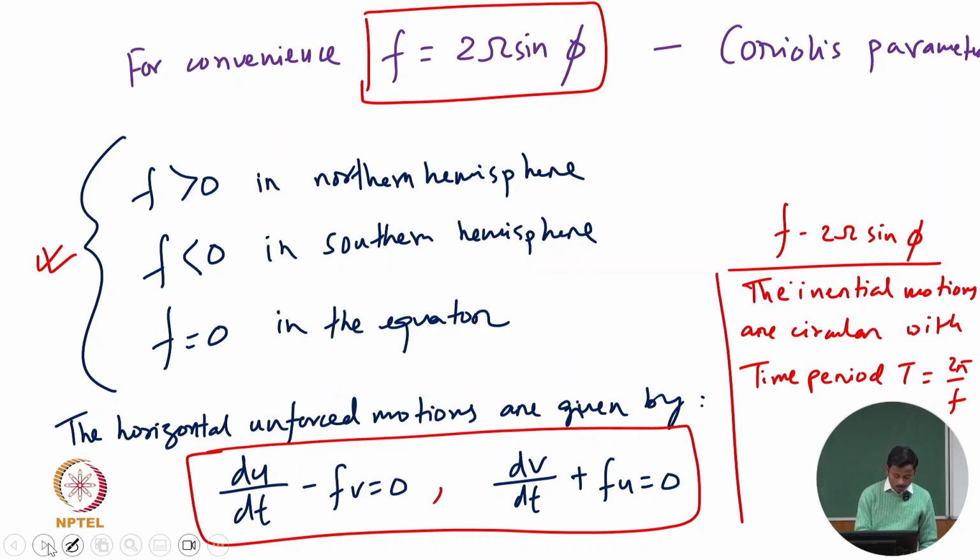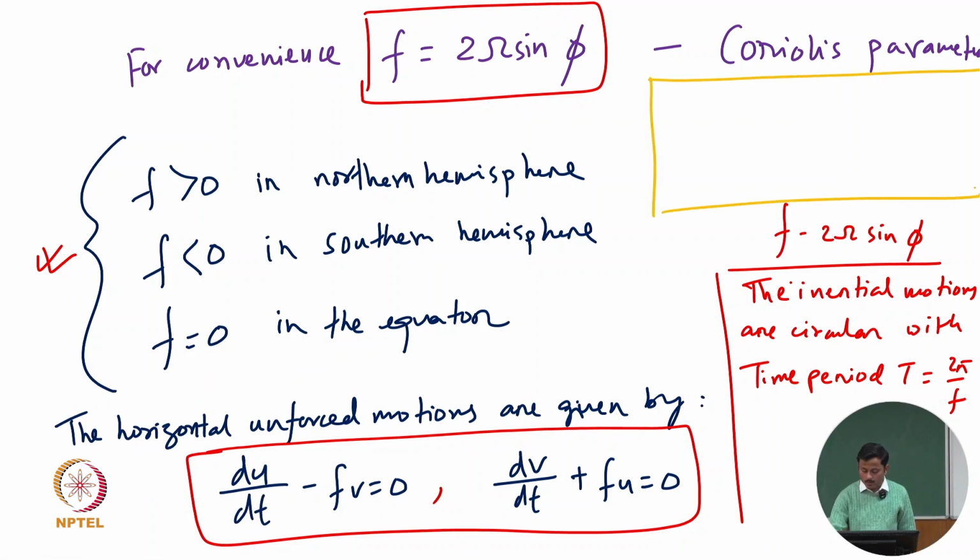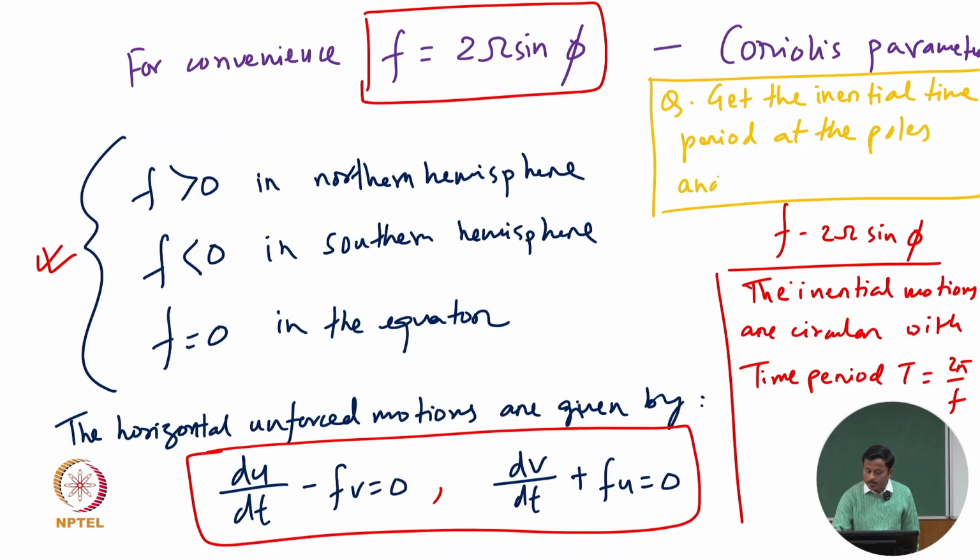So now there's a question which might be of interest to you. Just try to find out the inertial time period at the poles and the equator of Earth. Get the inertial time period at the poles and the equator, and you will see how both of these are very contrasting, and this might be of interest to you as a homework problem.